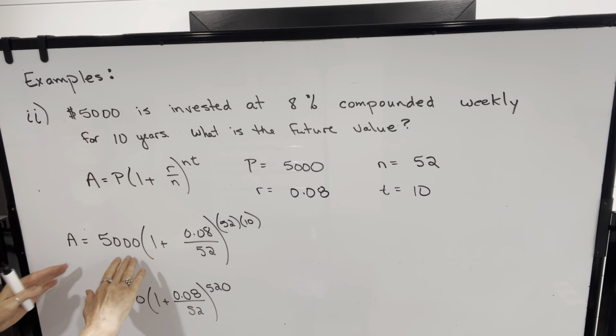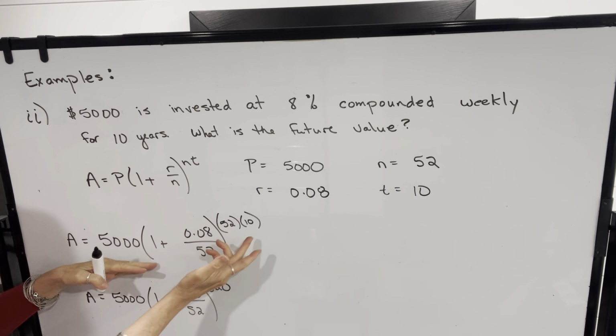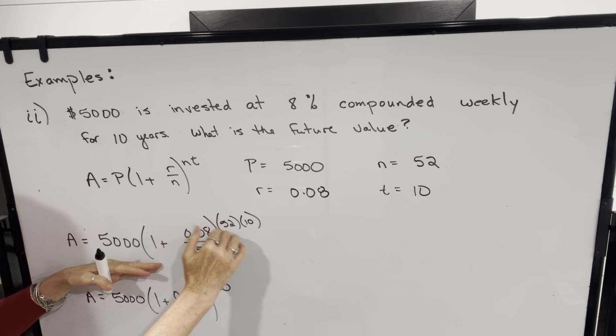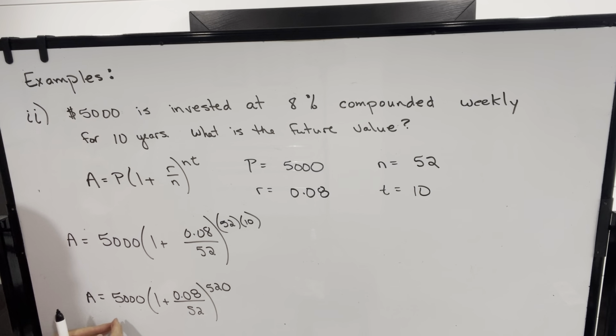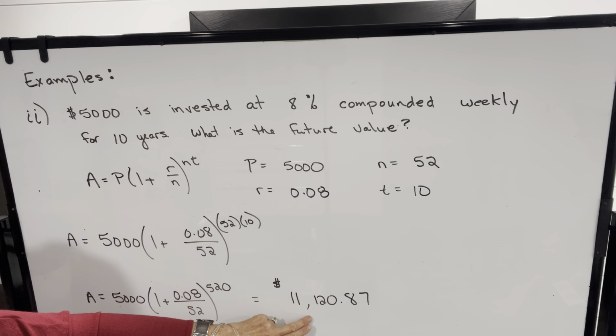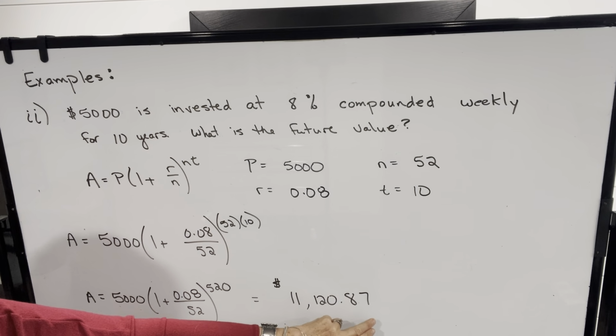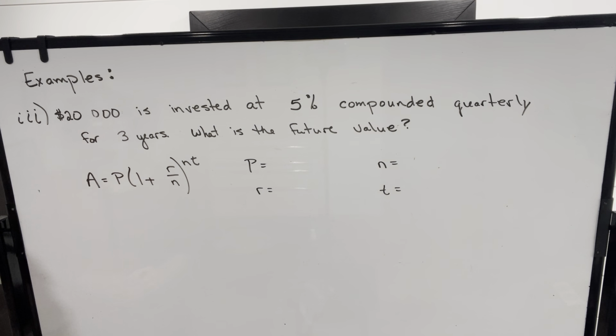You can put this into your calculator at this point, but you might have some problems if you don't handle the 52 times 10 correctly. So I'm just going to multiply that first, and I'm going to plug this into my calculator. 5,000 times bracket 1 plus 0.08 divided by 52, end of bracket, raised to the power of 520. You should get $11,120.87.